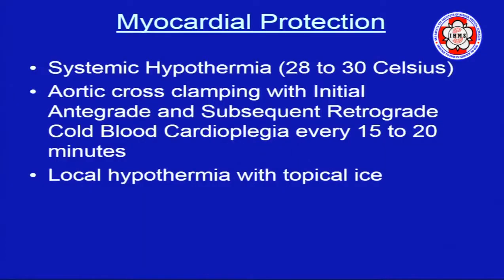Of course, systemic hypothermia is a key. Again, there are variations. Some people prefer to stay more than 30. Some people go to 28, 30. That's my preference. Aortic cross-clamping with initially antegrade followed by retrograde cardioplegia, 15-20 minutes, and local topical hypothermia with ice. Again, I use that very sparingly.